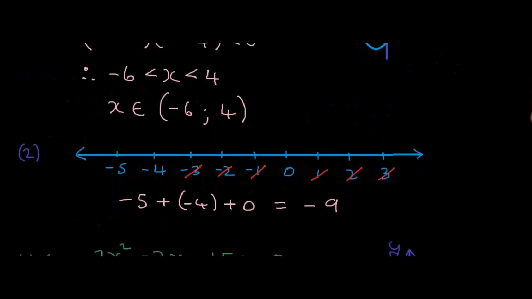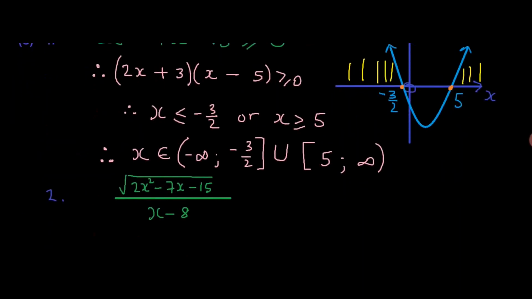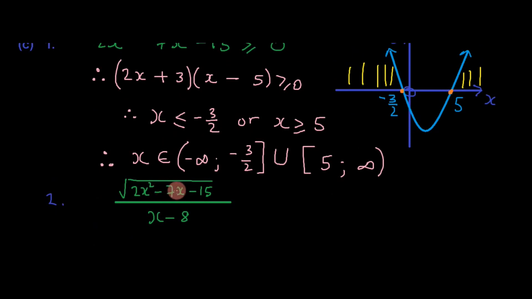Now, there are two things of importance. Firstly, whatever's under the square root can only be greater than or equal to 0, because we can't get the square root of a negative number. Then secondly, we can't divide by 0, so x won't be equal to 8, because then we'll get 8 minus 8 in the denominator, which is 0. Now, let's look at the first requirement.